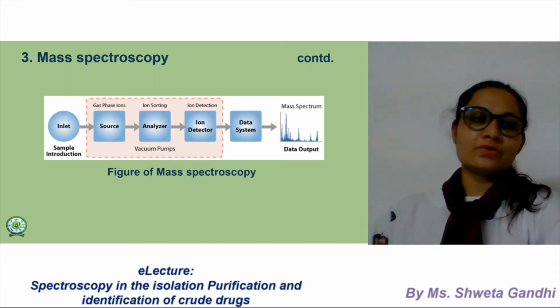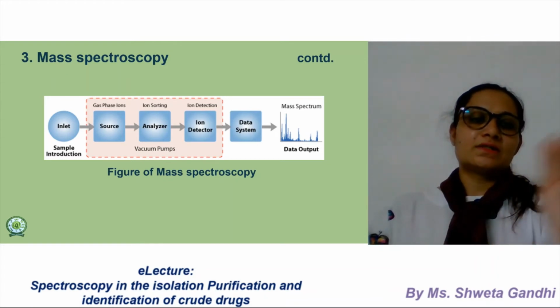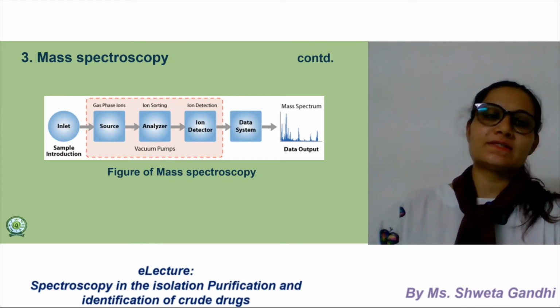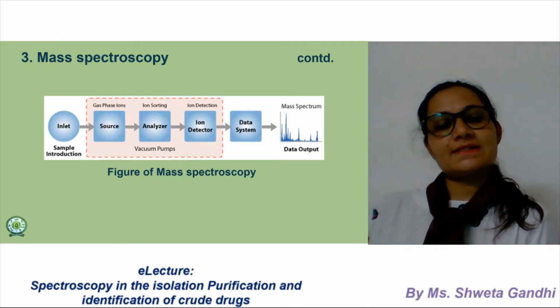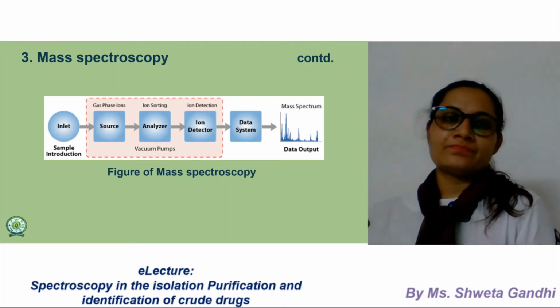So here you get a clear idea about the mass spectrometer. This is the inlet, which means we have to inject the sample. Source means gas phase ions. Then ion sorting is done. Then ion detection is done.